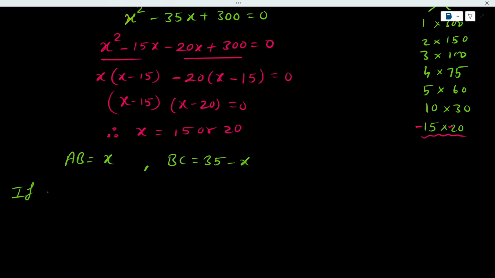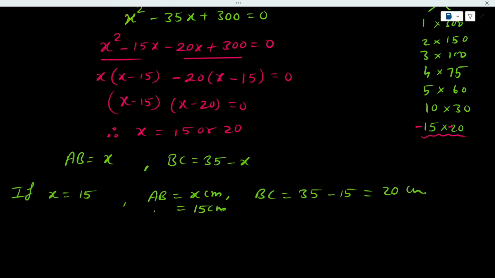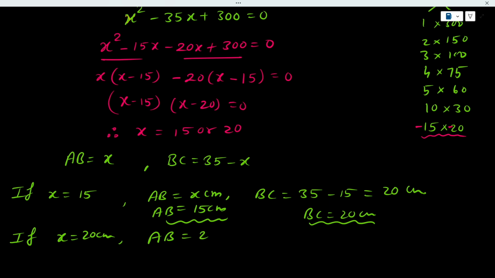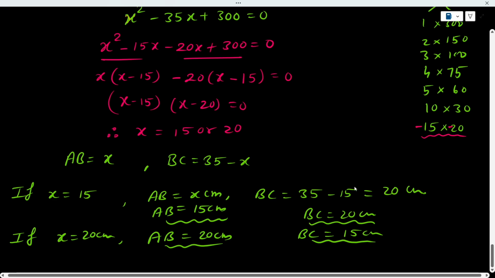So what you need to write down: if x is equal to 15, the length of AB is x, which is 15 centimeter, and the length of BC is 20 centimeter. So AB will be 15 centimeter if you're taking x, and BC is going to be 20 centimeter. This is one combination. Then if you take x as 20 centimeter, your AB length is going to be 20 centimeter and BC length will become 15 centimeter, right? So you got both the sides because the perpendicular can be vertical or horizontal.